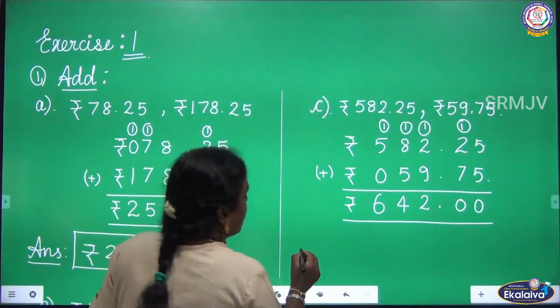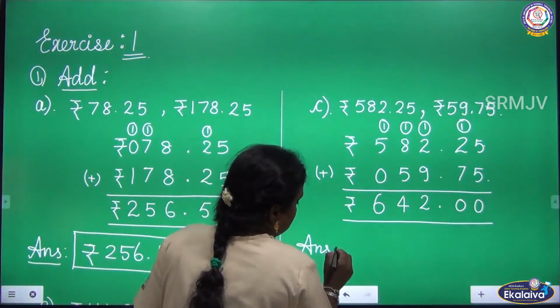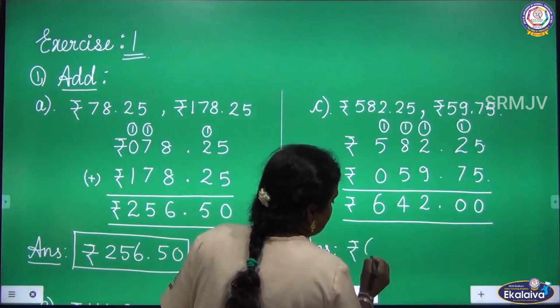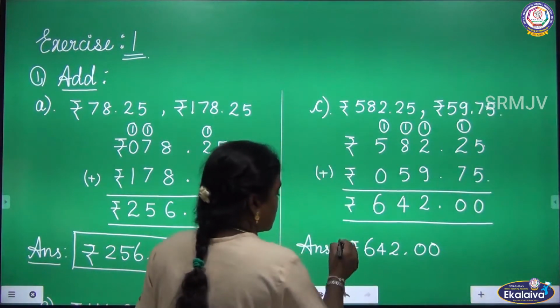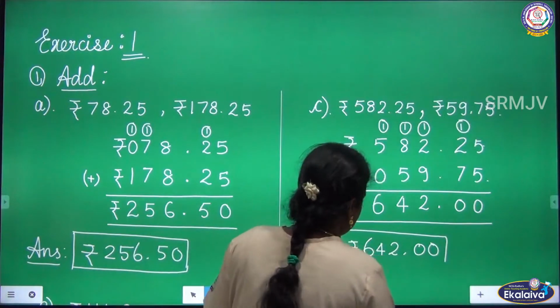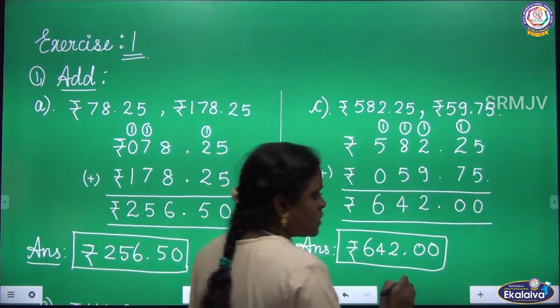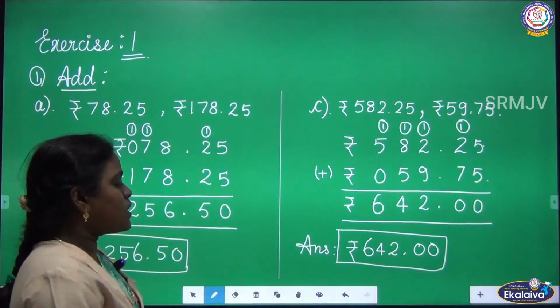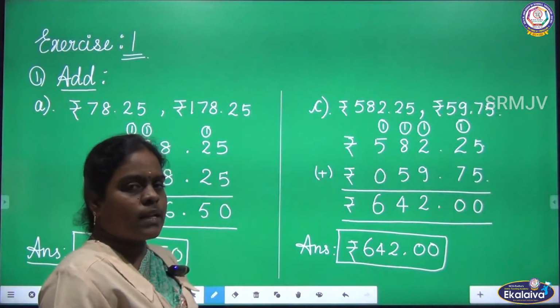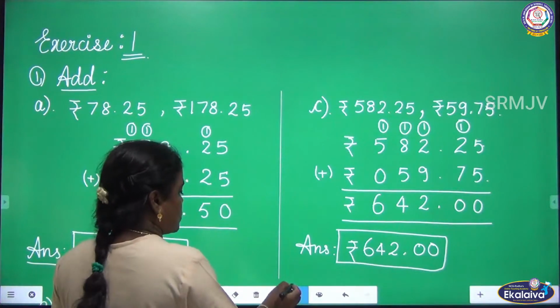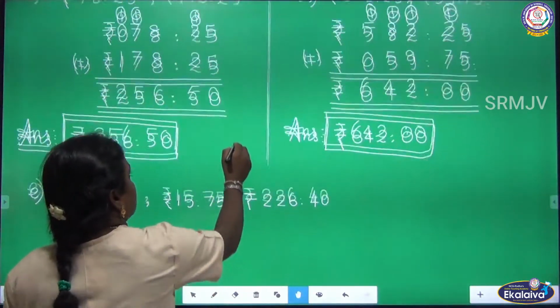So let us write the answer. 642 rupees and 0 paise. So is this clear, children? First you have to arrange the numbers in their columns properly, then you can add the amounts. Now look at the next question.